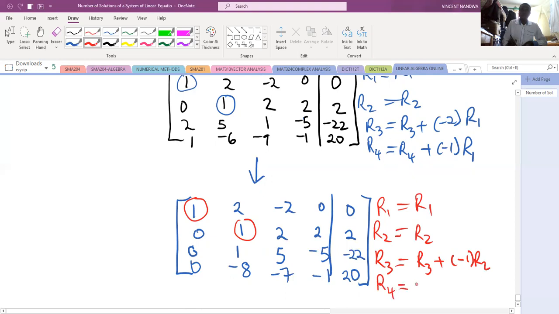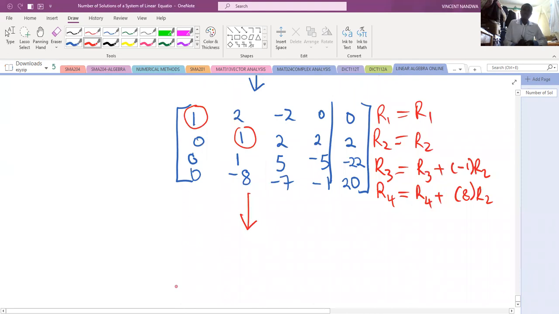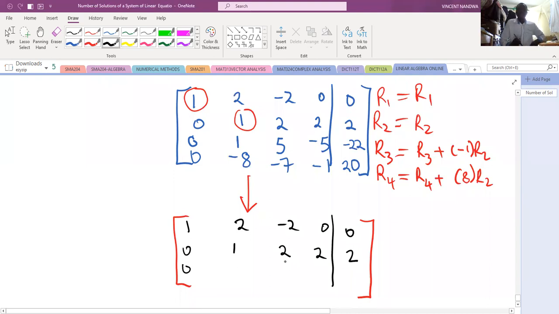And then row four will be row four plus eight row two, so that we also get this position to be zero. Now with those formulas, we have one, two, minus two, zero, zero, and then zero, one, two, two, two, and then zero, zero, and then five plus minus minus two, that's seven, and then this is five, and then plus two, that's seven.